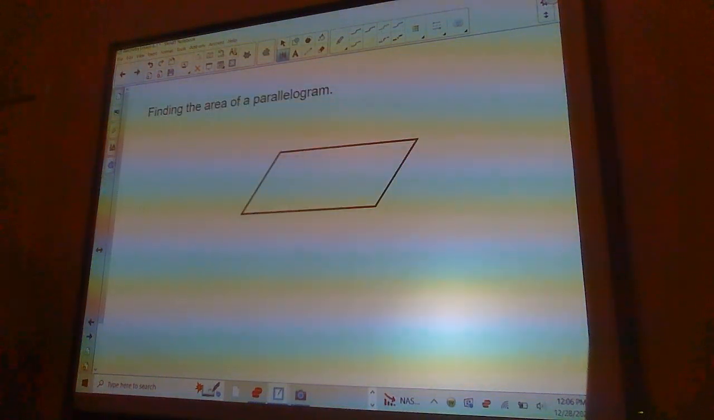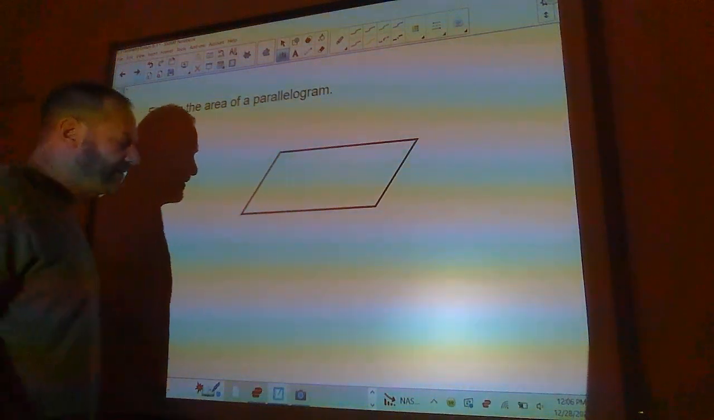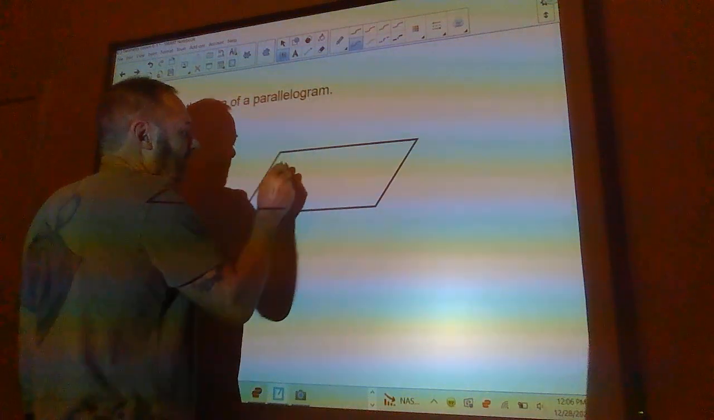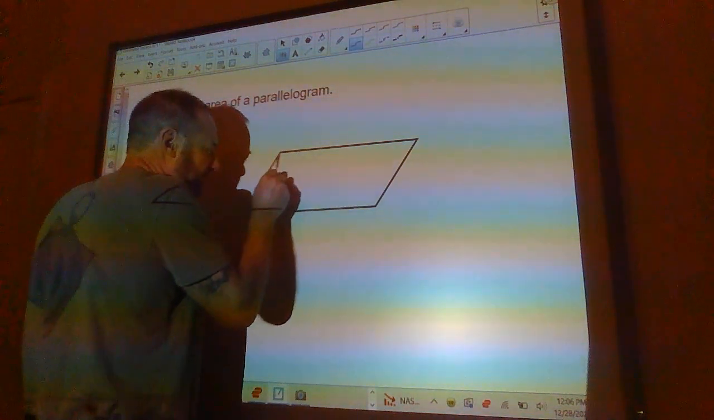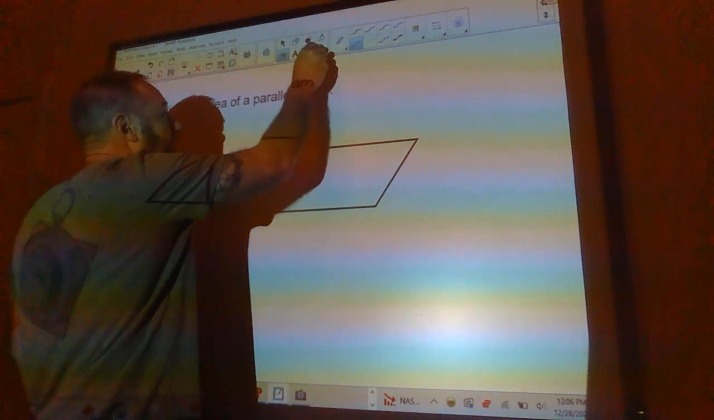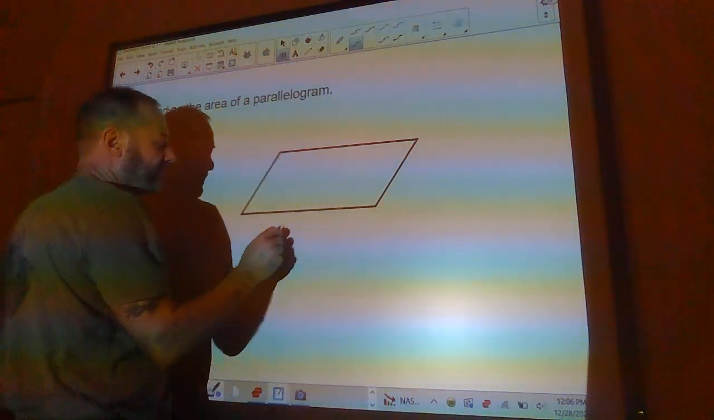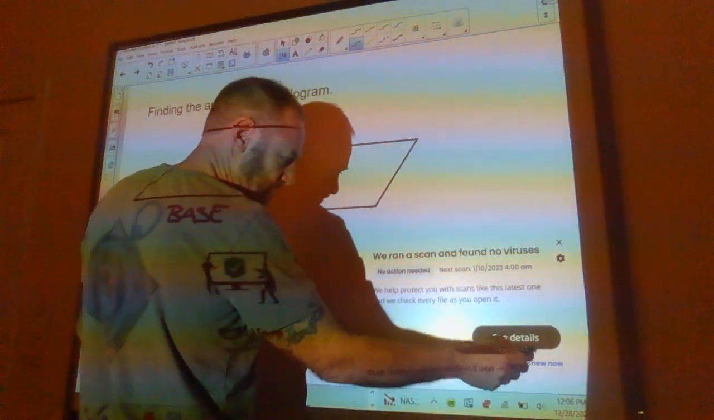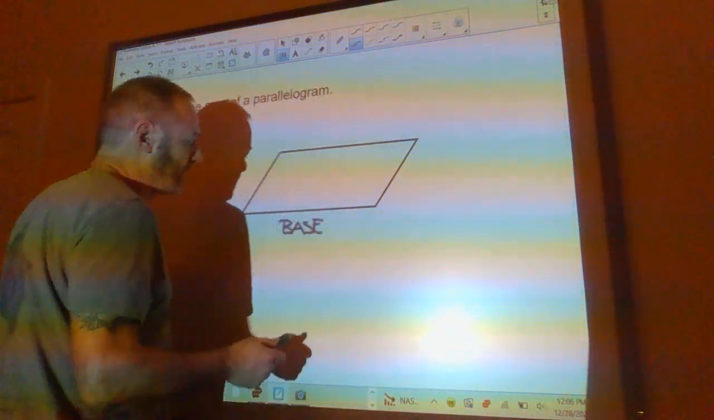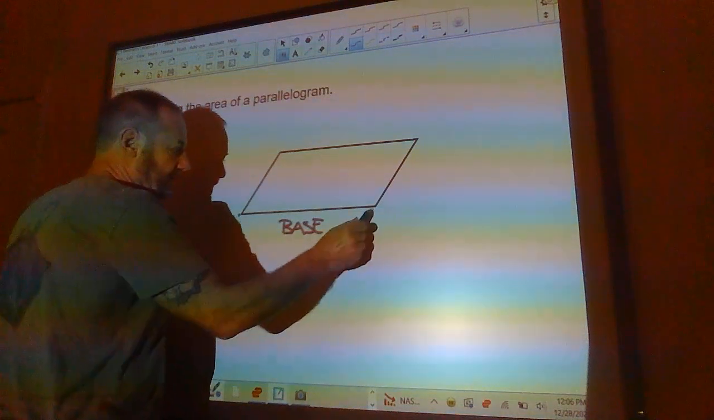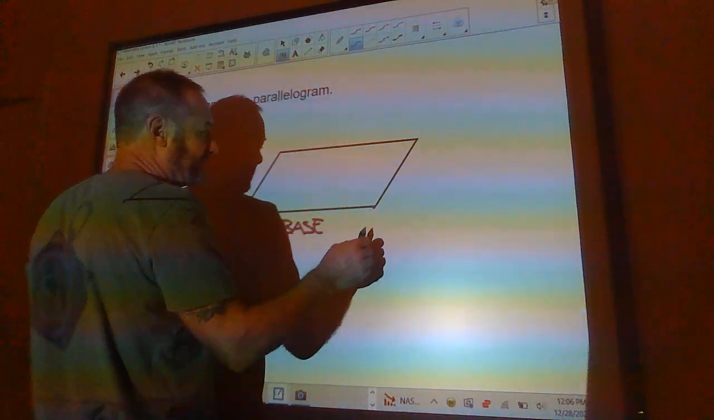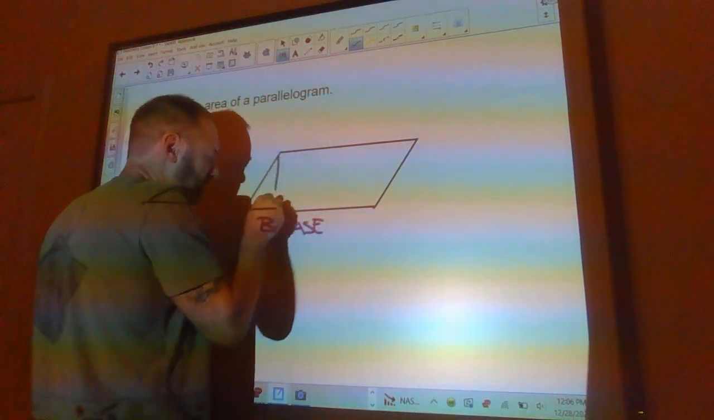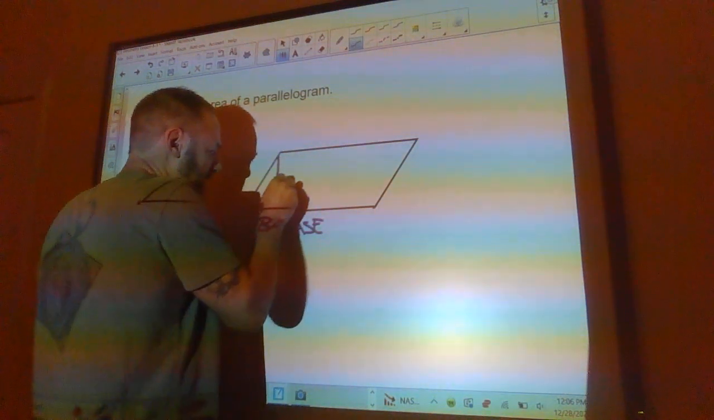Okay. Find the area of a parallelogram. All right, here's the deal with a parallelogram. You can basically take this, chop this off right here. Now, okay, before we do that, this is called the base right here, from here to here. Okay, the height is not this. This is the slant height. That is not the height. The height actually goes right there.